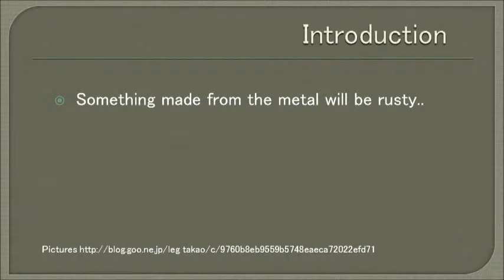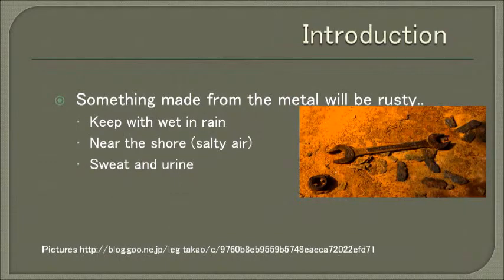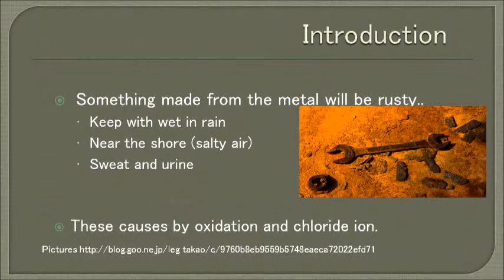Introduction. Rust easily attaches in our important environment. For example, things kept wet in the rain. Rust easily forms on a bike in rainy days. Next, things kept near the shore. By the sea breeze of seawater, chloride ion attaches. And things kept near sweat and urine environment. A lot of rust is caused by the excrement of animals. This is caused by oxidation and chloride ion.